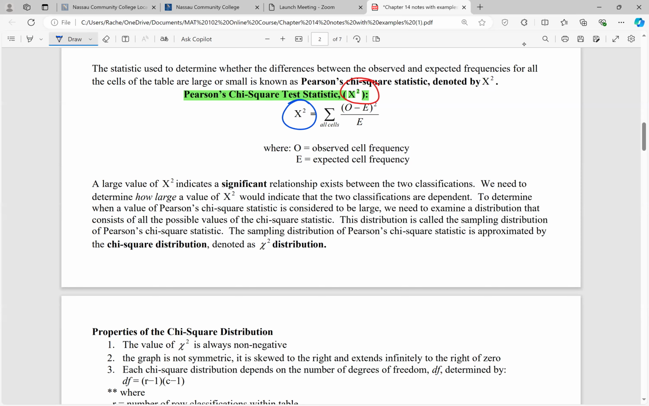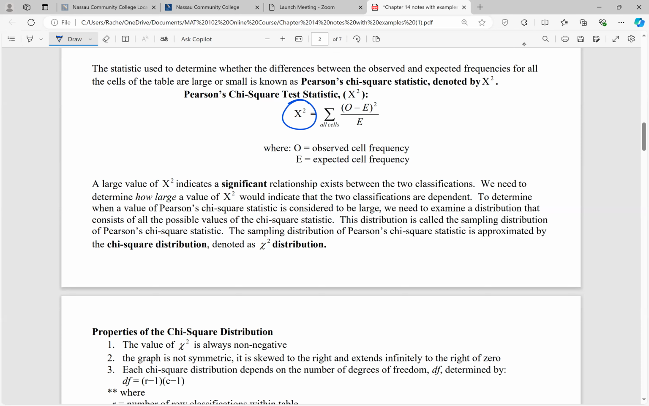And the way we get this calculation is we sum up the difference between each observed and expected value squared. For each cell, we take the observed value and the expected value, square the difference, and divide it by the expected value. Remember, O is the observed cell frequency, E is the expected cell frequency. If we look at all these squared differences, divide by the expected value, and sum them all up, we get this chi-square test statistic.